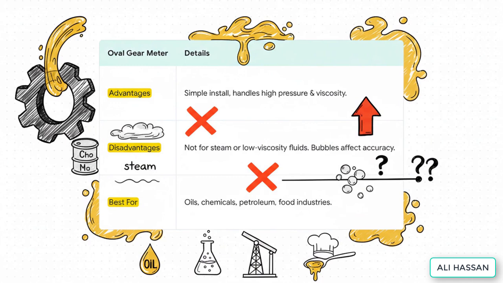So where does this meter really shine? Well, it's the go-to specialist for thick, goopy, high-viscosity fluids. Think oils, chemicals, even things like chocolate or molasses in the food industry. It's super simple and very reliable. But here's the catch. It's not meant for thin fluids like water, and it definitely can't handle steam. Also, if you get air bubbles in the line, that can throw off the accuracy because it'll count a pocket of air just the same as a pocket of liquid.